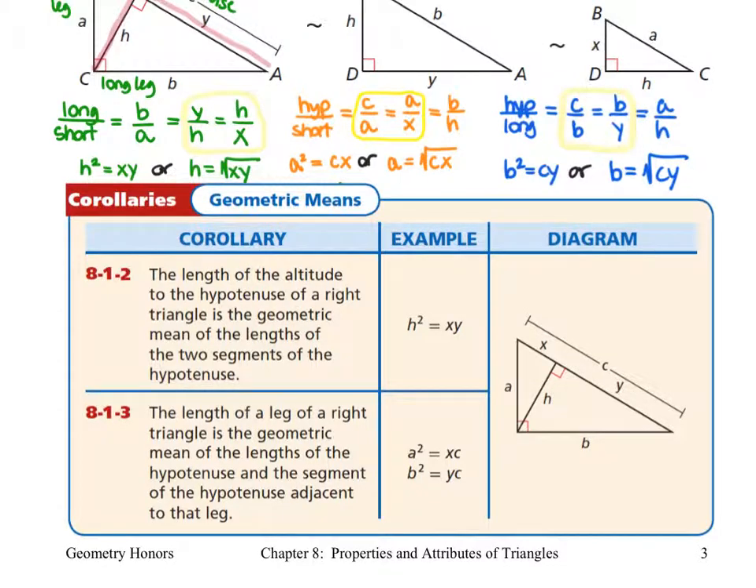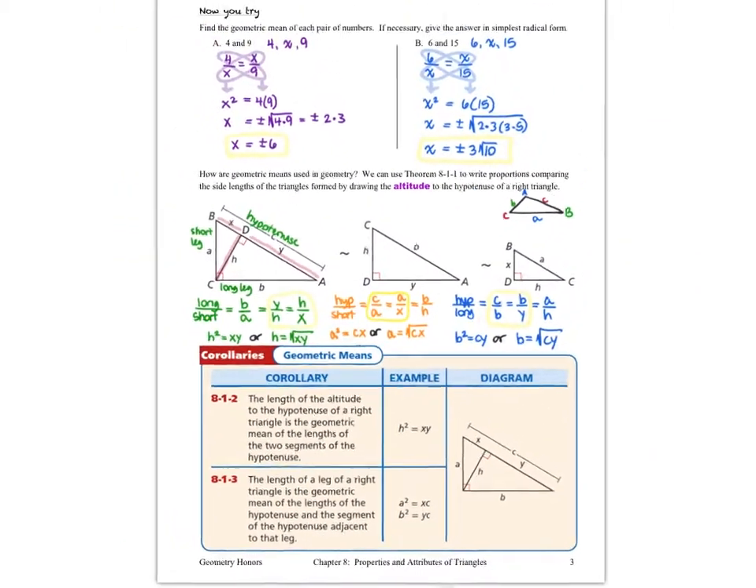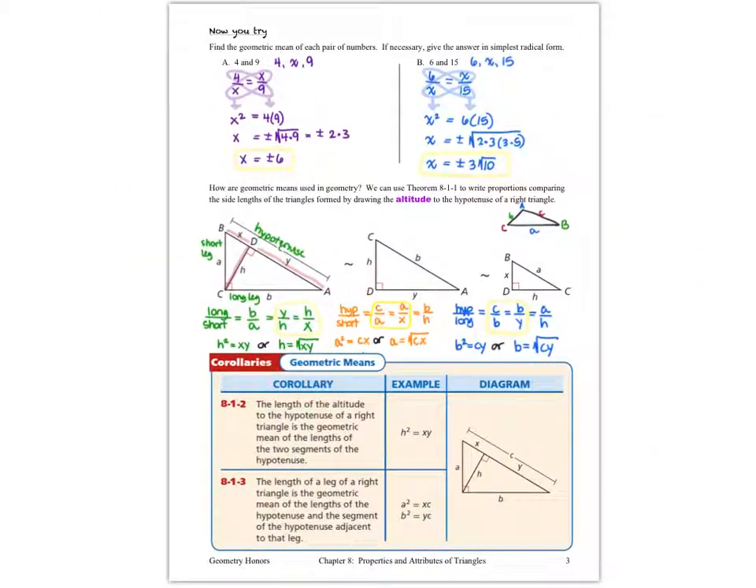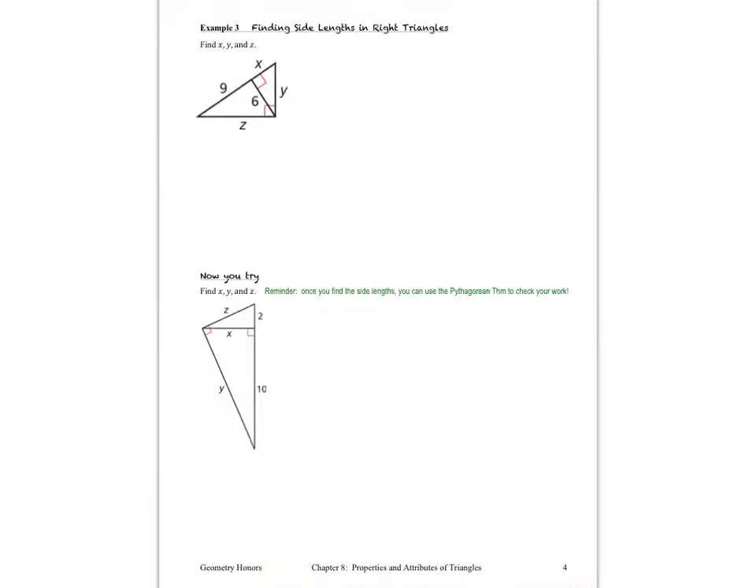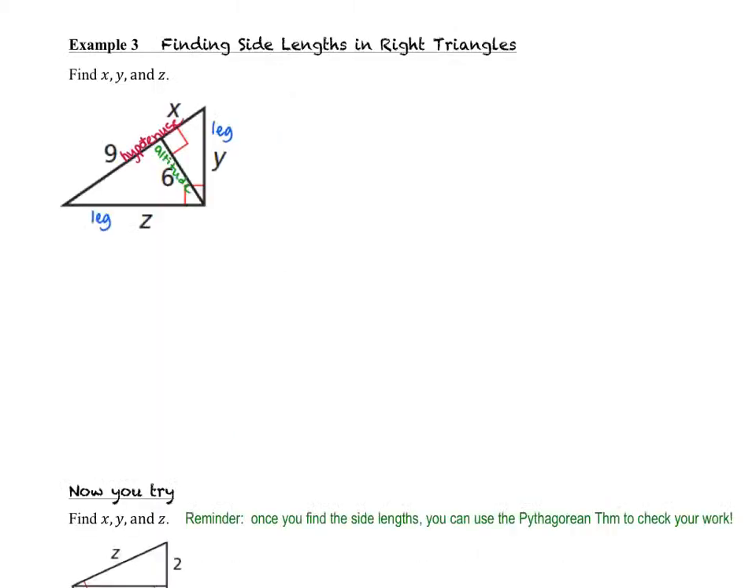On the next page, we're going to have example number 3, where we're going to be able to apply these new relationships to some problems. In example 3, we want to find the lengths x, y, and z on the triangle, but let's start by labeling it. We've got the hypotenuse, the altitude, and the two legs labeled.